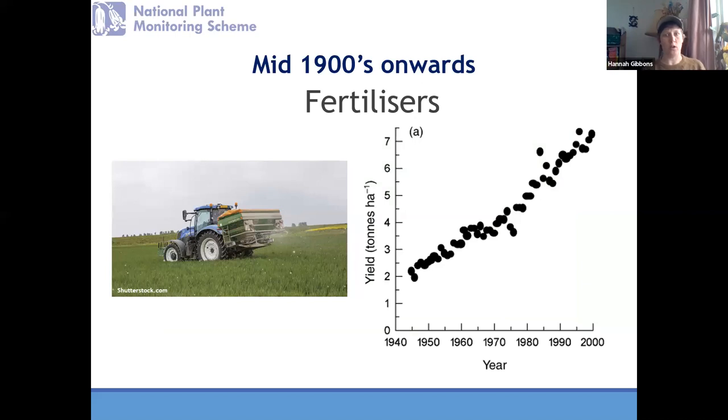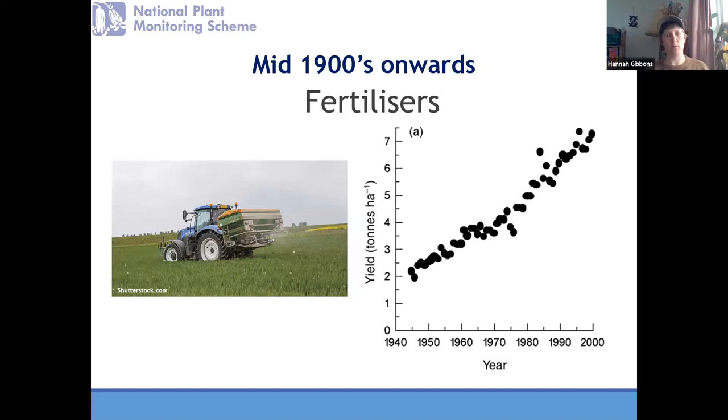Fertilizers also have been developed since before the mid 1900s, but the use of fertilizer and the effectiveness of fertilizers has been increased since the mid 1900s. And fertilizers are used as they tend to really encourage the growth of the crop that you're wanting to grow. So as you can see from this graph, the amount of tonnage of yield, so the crop that we want, has increased significantly over time. And this is largely because of the fertilizers that we're applying to the fields.